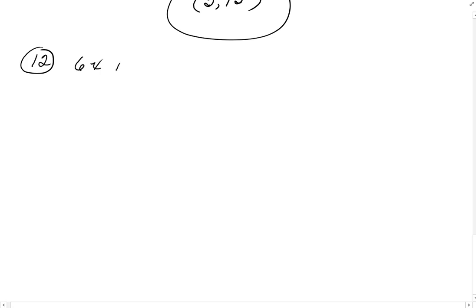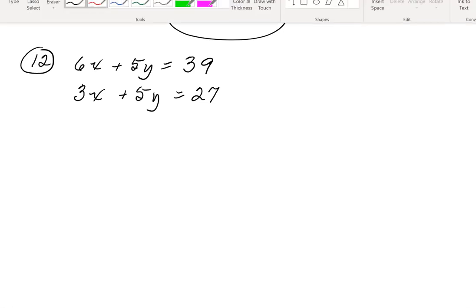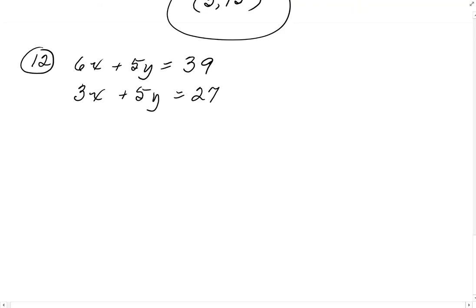I have 6x plus 5y is 39, and 3x plus 5y is 27. All right, we do not have opposites here. 6 and 3 don't cancel out. 5 and 5 don't cancel out. But again, in this example, it's not too bad. If you can change one of these 5y's to negative 5y, you're good. It does not matter which one. Okay, I'll just go with this one.